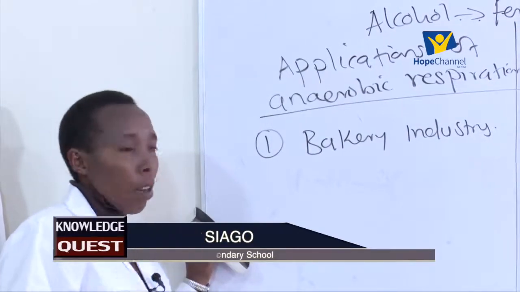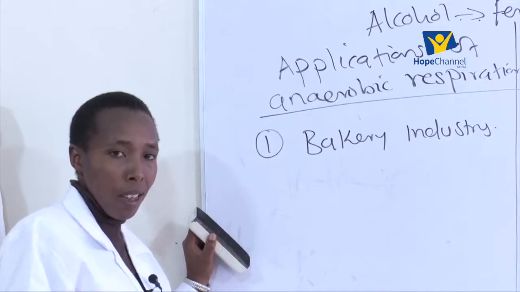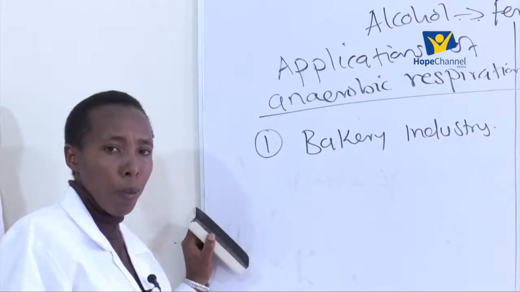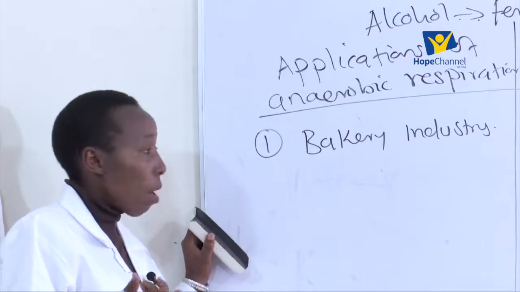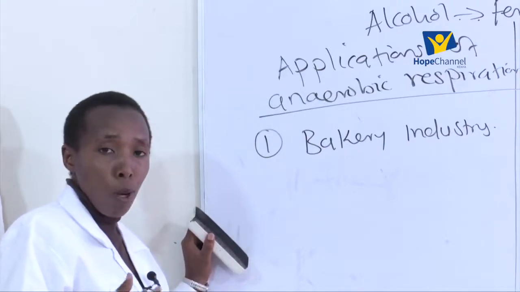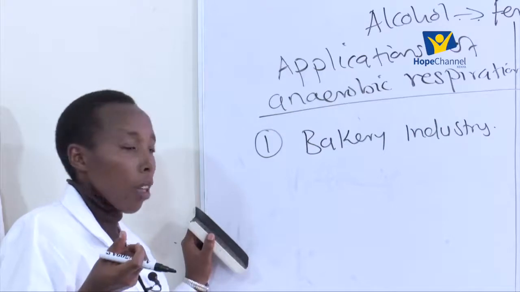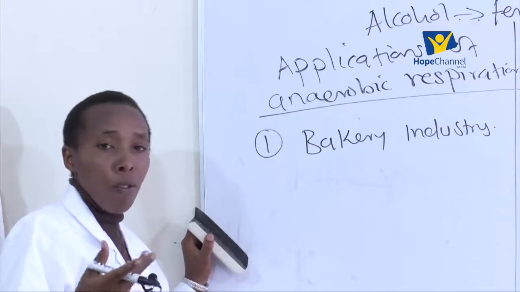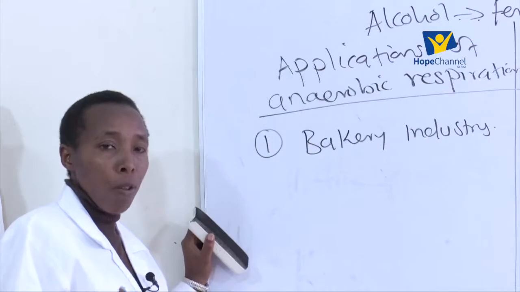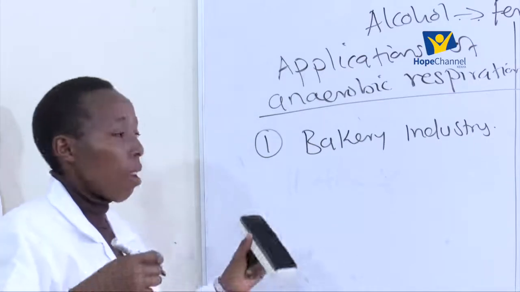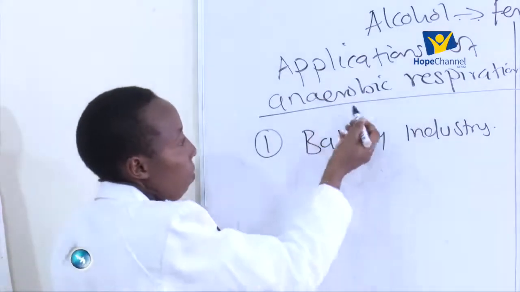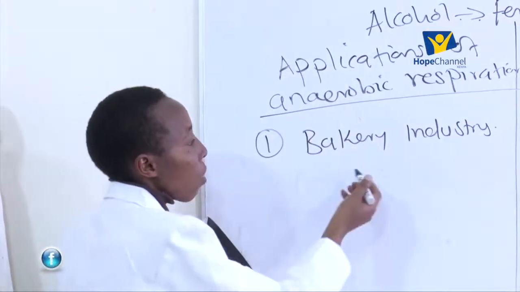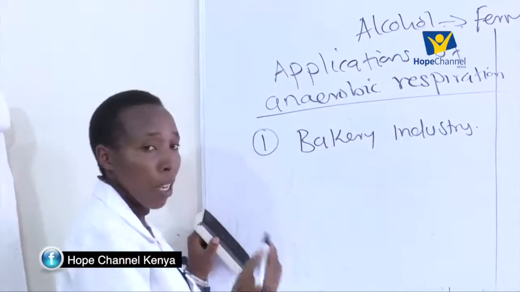Now, you see when they are making bread, they add the yeast. What happens? Of course, we expect the yeast to undergo respiration. The yeast breaks down the sugars that are added during baking of bread. So what happens when the yeast breaks down the sugars? It produces carbon dioxide. And of course, that carbon dioxide is the one that makes the dough swell, to raise up. So because of that, we say anaerobic respiration is very important. We can use it in the baking industry.